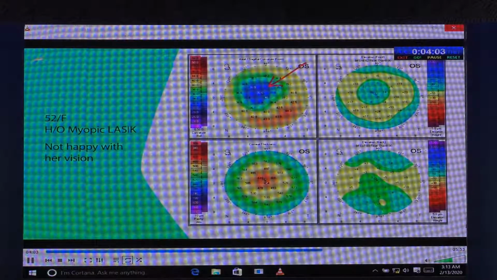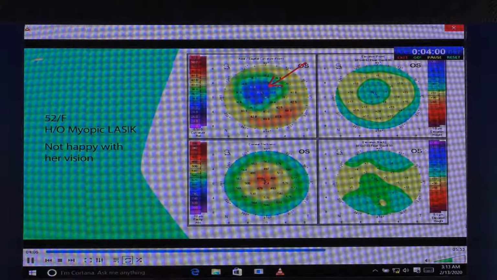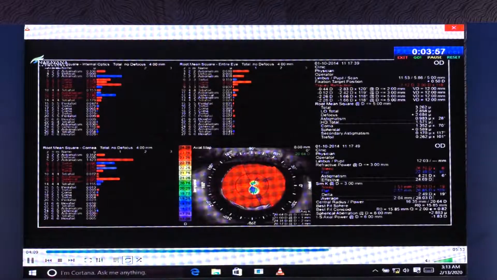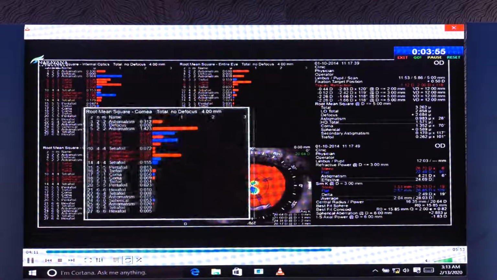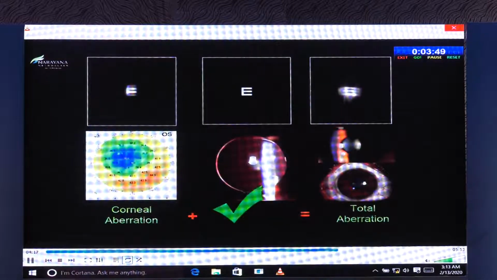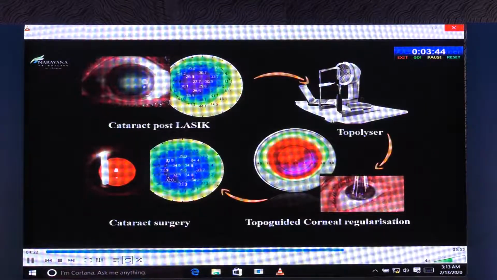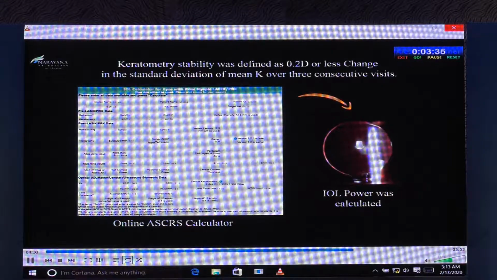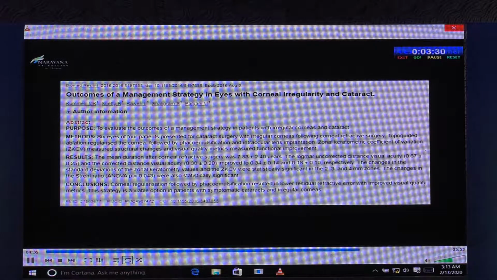Our second case is that of a decentered myopic ablation. In addition to increased internal aberrations due to cataract, there are significant corneal aberrations as well. Cataract surgery would reduce the internal aberrations, but the patient might still not be happy with the vision. In such cases, a preferred option would be to regularize the cornea with topo-guided corneal customization technique. Cataract surgery can then be done after keratometry stabilizes. A small study from our group found this technique to be effective in reducing the residual refractive errors.